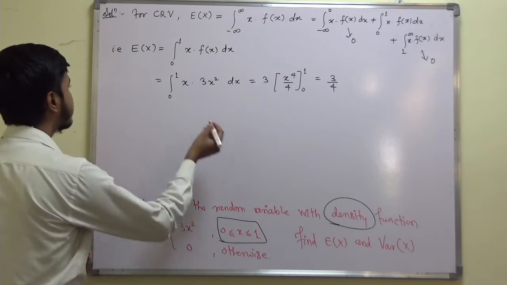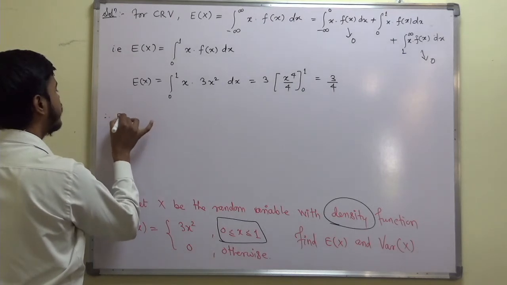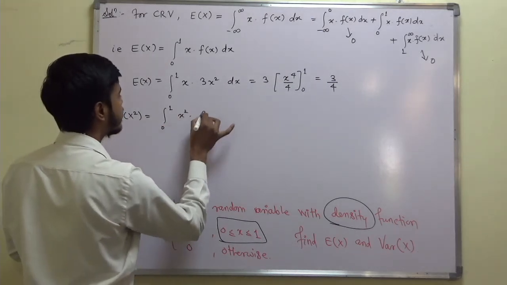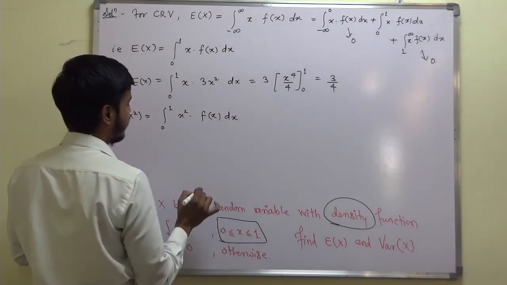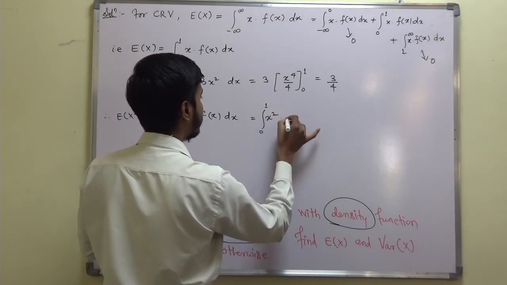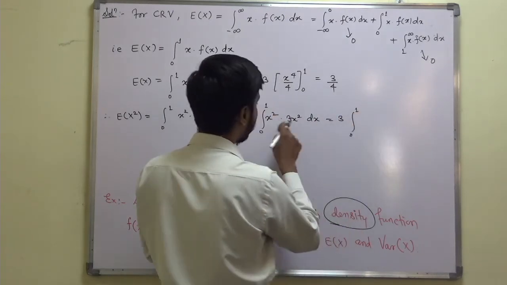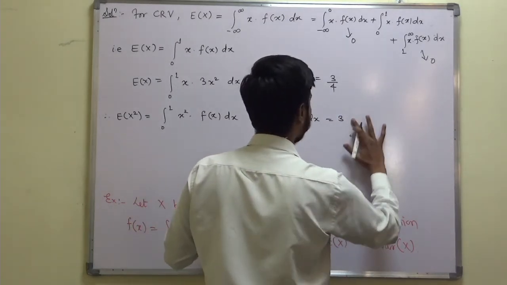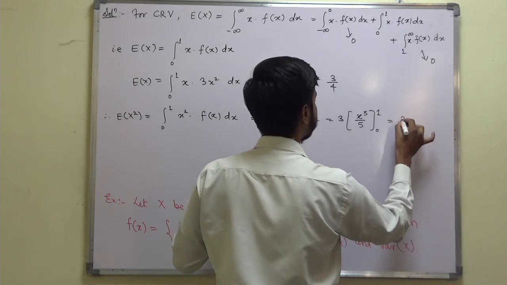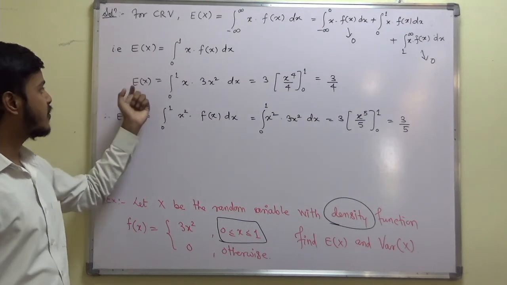Right, now after expectation of x, let us find expectation of x square. Therefore expectation of x square is the integration from 0 to 1 of x square into f of x dx. So this is nothing but the integration from 0 to 1 of x square into 3x square dx. So this is 3 times the integration from 0 to 1 of x square into x square, x to the power 4, so the integration of x to the power 4 is x to the power 5 by 5, 0 to 1, so the answer is 3 by 5. So this is expectation of x square, and this is expectation of x.